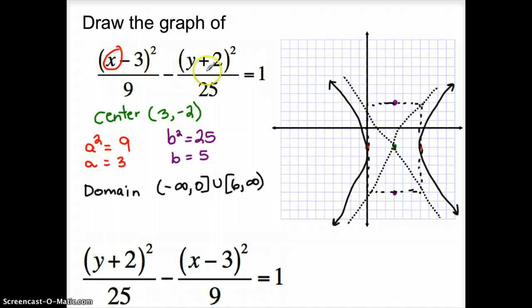Okay, what if my equation would have looked this way with the y first and then the x? And you notice I didn't change any of the numbers up here. Your center is still 3, -2. Right? In this case, A is going to be 5, but that's still moving 5 in the y direction like I did up here, right? So this purple dot would still be there, that one would be there. Okay, your B would be 3, but you'd be moving 3 in the x direction. Remember, that's what I did with the red dots. Okay, I would draw this exact same box.